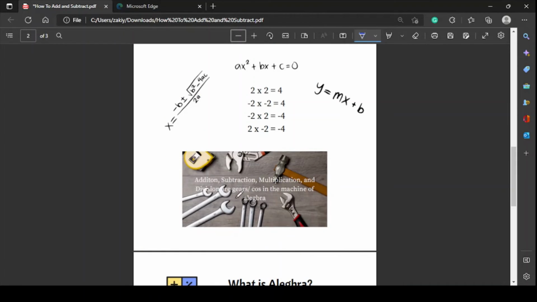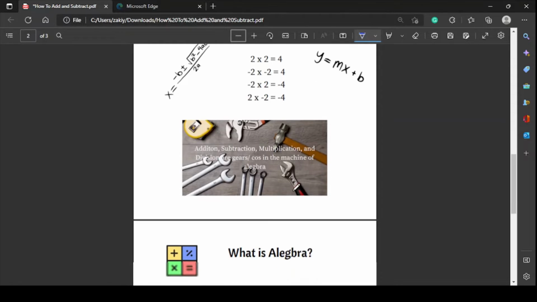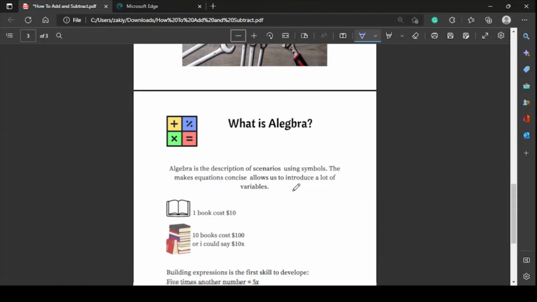So addition, subtraction, multiplication, and division are all gears or cogs in the machine of algebra. You use these tools to accomplish your main goal in algebra. So let's talk about algebra. What is algebra really? Algebra is a description of scenarios using symbols that makes equations concise and allows a lot of variables. So you can get crazy stuff with algebra.